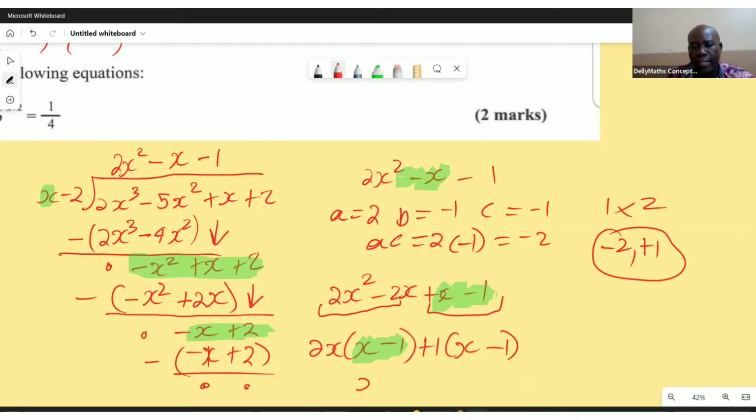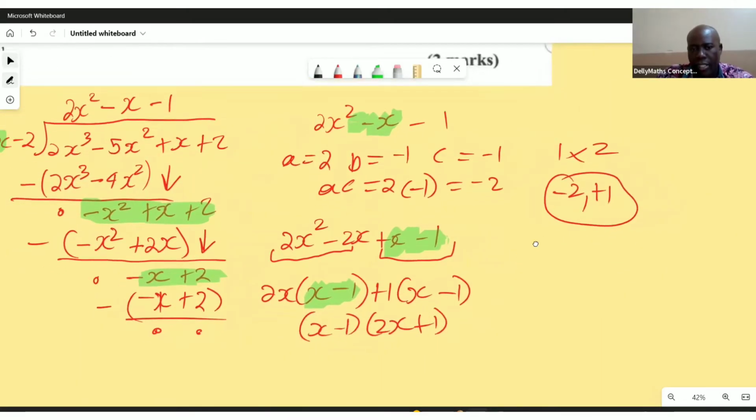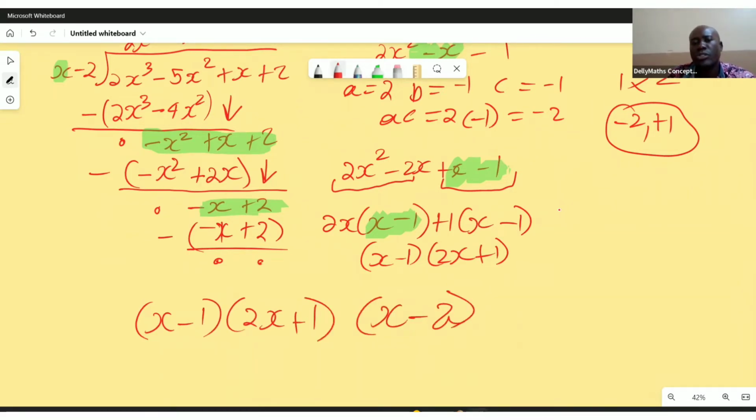If you notice that we have x minus 1, it's a common factor. So we'll write it back. And then the other two things, which is 2x plus 1, we'll put that in the other bracket. So then the three factors are as follows. 1, x minus 1, 2, 2x plus 1, and then the original one we got, which is x minus 2. So these are the factors of that polynomial that we had up top.